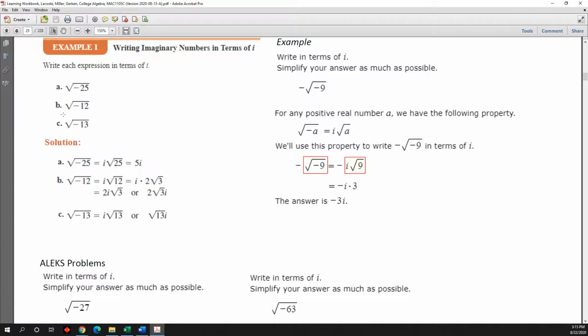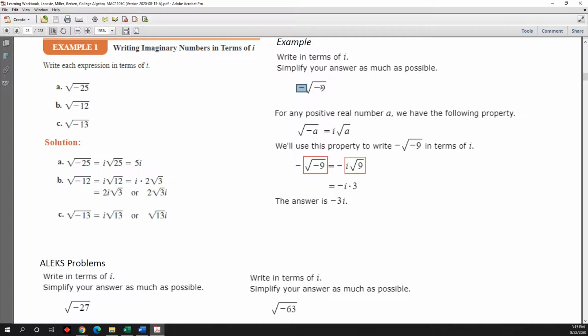All right, next problem. The square root of -13. The square root of -13 equals i times the square root of +13. Or another way to write that would be the square root of 13, i. One last example. Write in terms of i, simplify as much as possible.